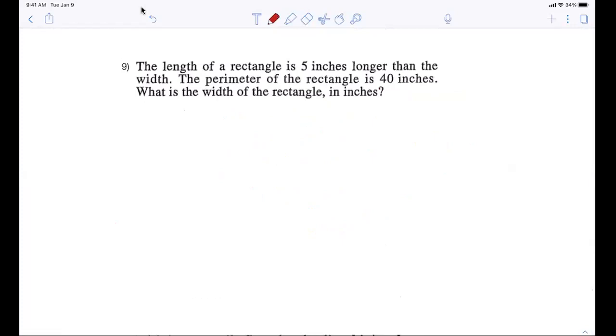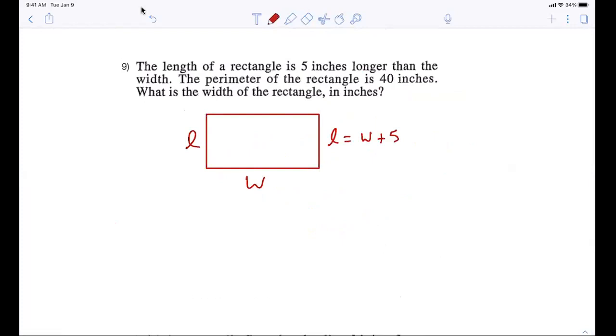The length of the rectangle is 5 inches longer than the width. So I'm going to draw a rectangle. Label this the length, label this the width. So the length is 5 inches longer than the width. So the length is the width plus 5.